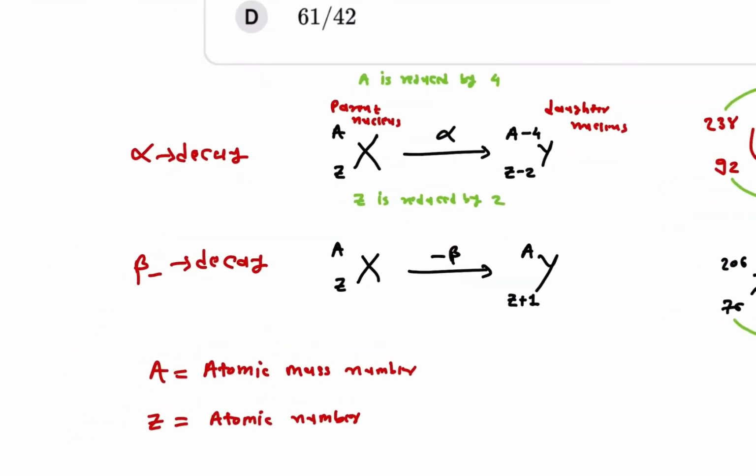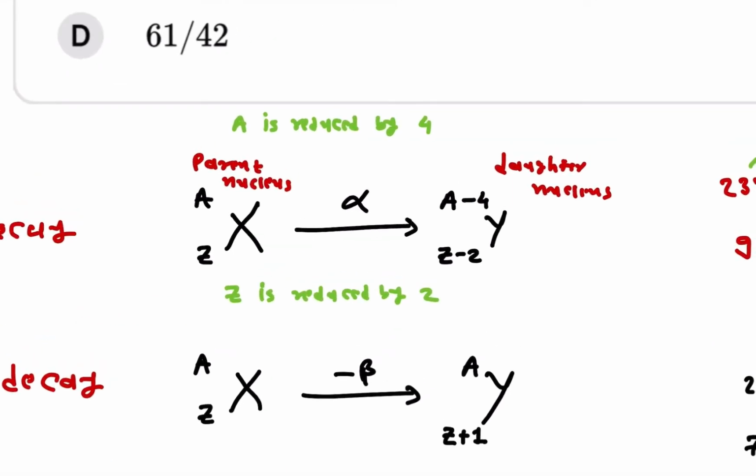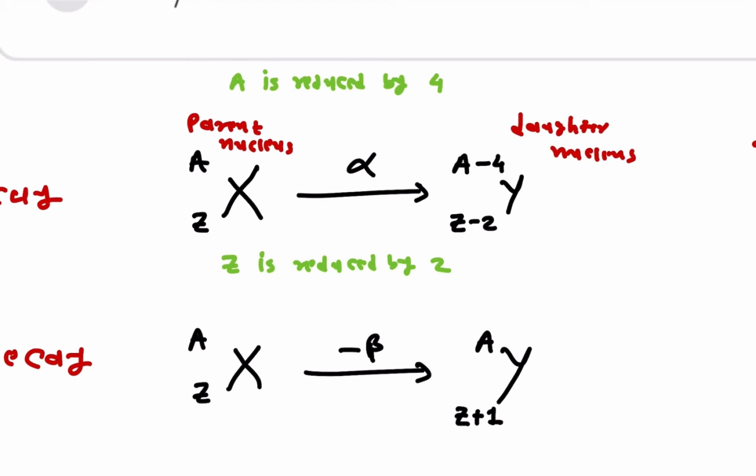First of all, in alpha decay, let us assume that X is the parent nucleus, A X Z. Z is the atomic number, that is the number of protons, and A is the number of nucleons, or atomic mass number. In alpha decay, the atomic mass number A decreases by 4 and Z, the atomic number or number of protons, is reduced by 2. That means it becomes A minus 4, Y, Z minus 2. That is called the daughter nucleus.